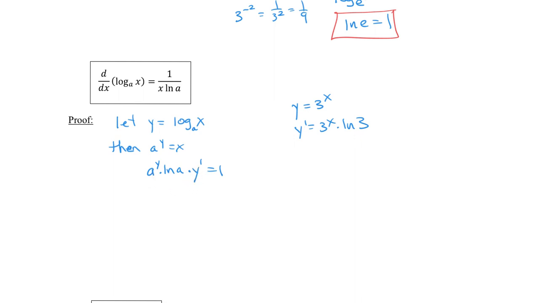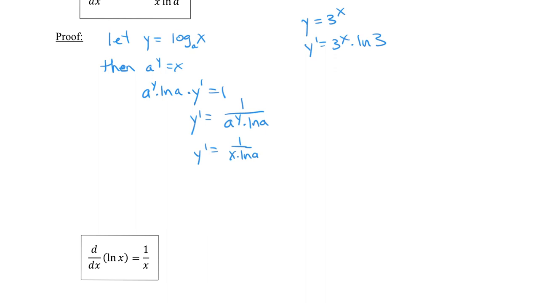So then if we want y prime, we could just do a division here and get y prime equals 1 divided by a to the y times the natural log of a. And then a to the y, well, that's just x. So then we could say, all right, so y prime equals 1 over x times the natural log of a. So there we have it. The derivative of log base a of x is 1 over x times the natural log of a. But we might notice something. Okay, if we change this a little bit.